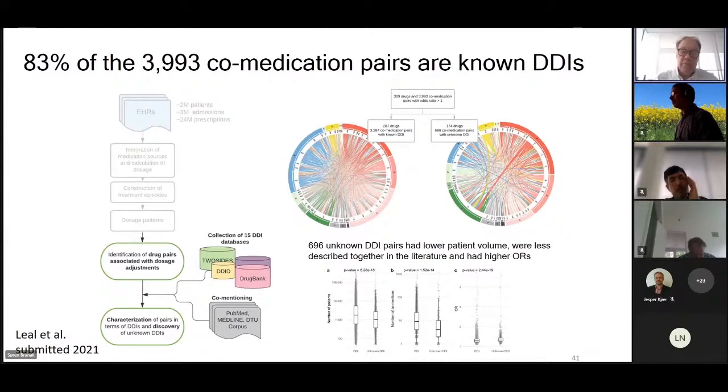So one of the results of this work was to try to see all those 4,000 pairs here that tend to be changing a lot in terms of dosage. How many of those would correspond to known drug-drug interactions, including drugs mentioned in the Danish interaction database, but also other databases. So we have actually now put together 25 different DDI databases, and in this work, 15 of them were used. And it was interesting that for these 4,000 pairs, 83% of them corresponded to known drug-drug interactions.